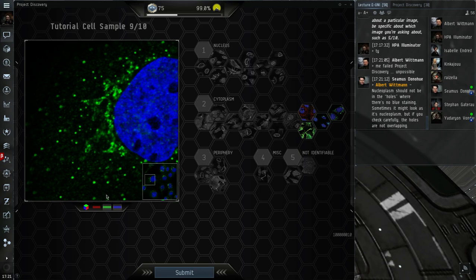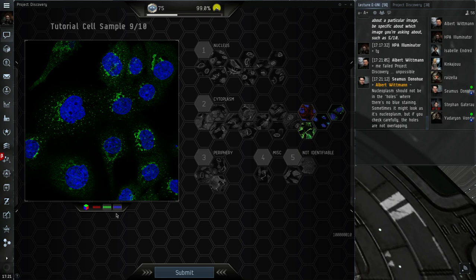In this case, I would say that this is not cytoplasm, nor is it nucleus, because the stainings are way too weak and it's way too uniform. Also, for this case, you can choose it.